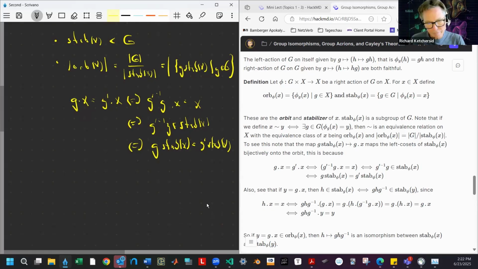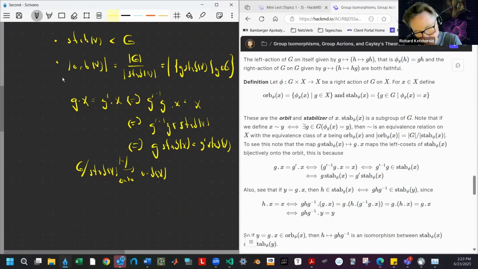All right, so I don't want to say an isomorphism, but we get a one-to-one onto mapping from the left cosets to the orbit. This is a bijection, one-to-one and onto the orbit. Okay, so that's important. This does tell us also that this number here doesn't depend on which representative of the orbit we choose.